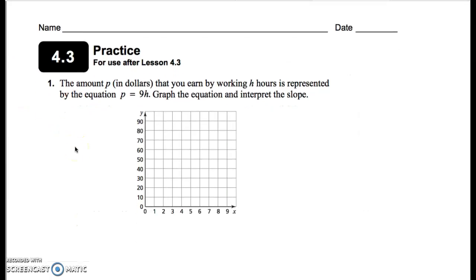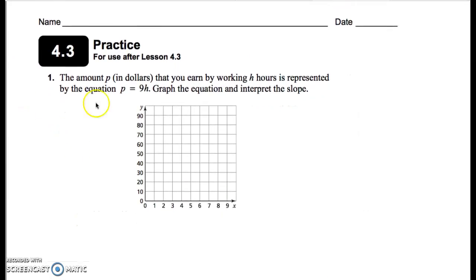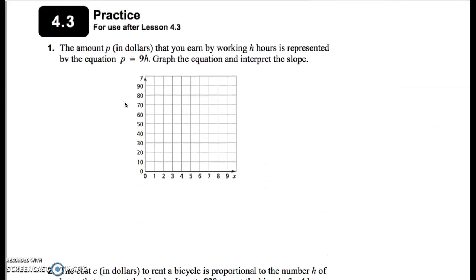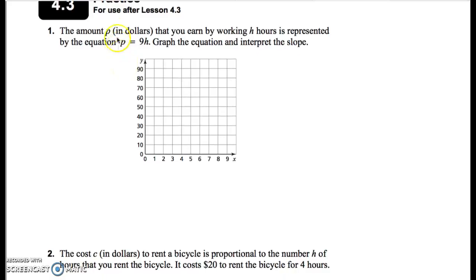So I want to work through the problems here at 4.3 practice, which is on the next page. Let's look at number 1. It says the amount P in dollars that you earn by working H hours is represented by the equation P equals 9H. Graph the equation and interpret the slope. So P equals 9H. H represents the hours. That's going to be down here.